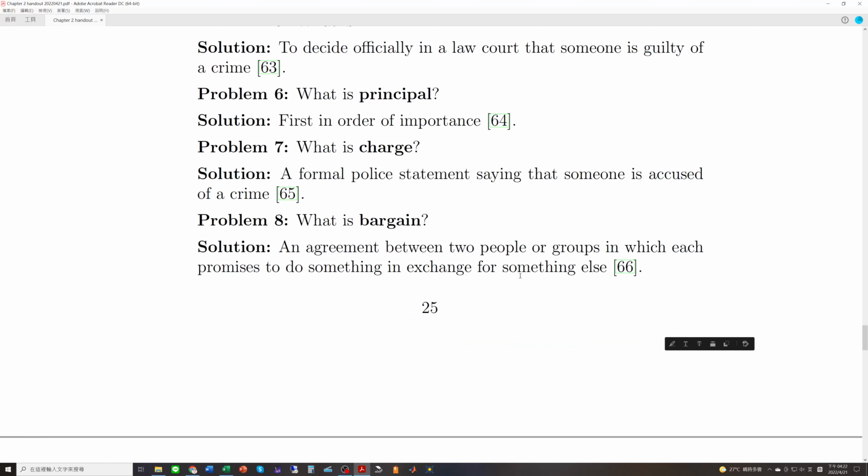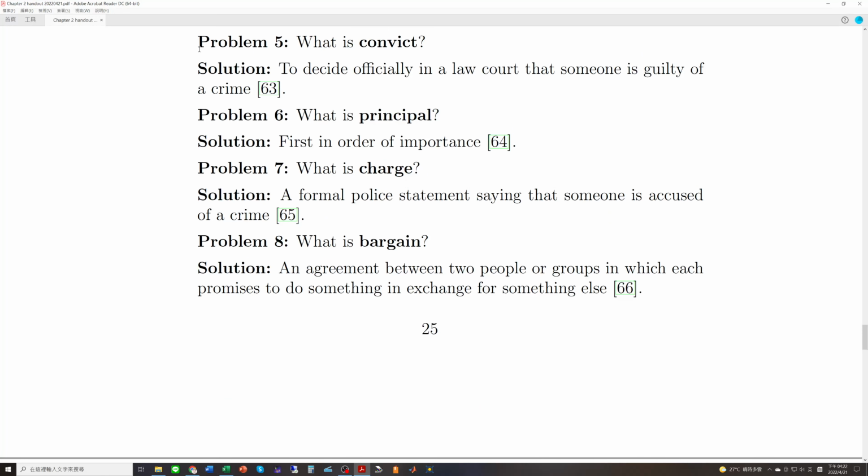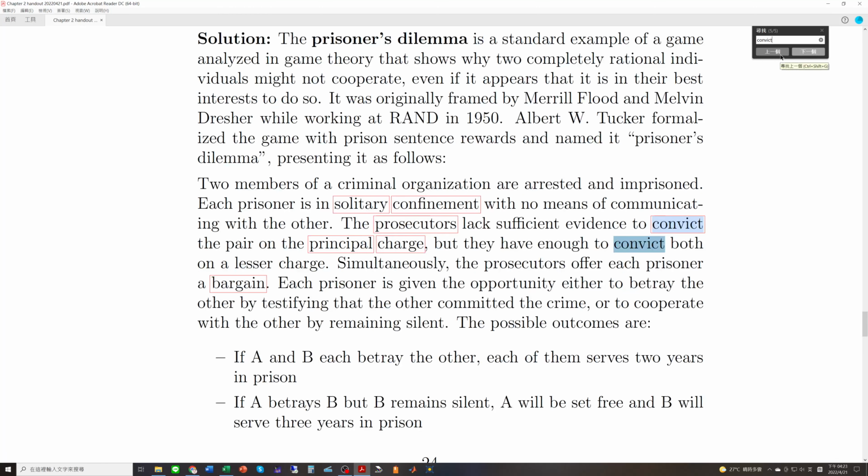Let us look at problem 5. What is convict? Solution: to decide officially in a law court that someone is guilty of a crime. This is the meaning of convict. Let us go back to the word convict. Convict the pair on the principle.